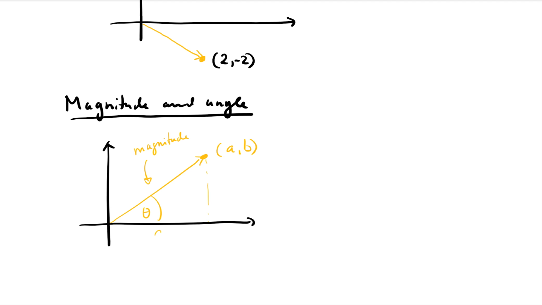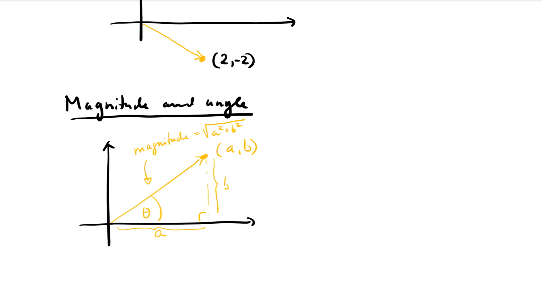So if this is vector (a, b), this leg here of the triangle would be a, this would be b. The magnitude is the hypotenuse of this right triangle, and its value would be the square root of the sum of the squares of the legs. So this is a formula for the magnitude.